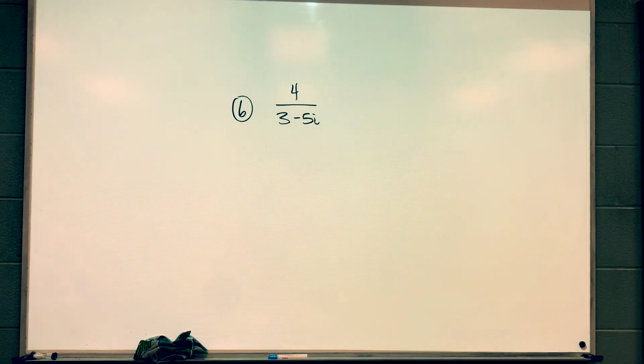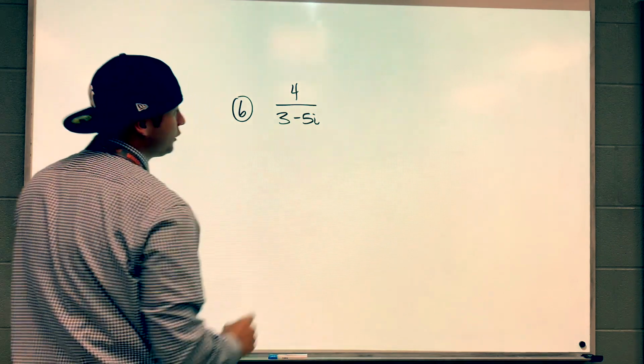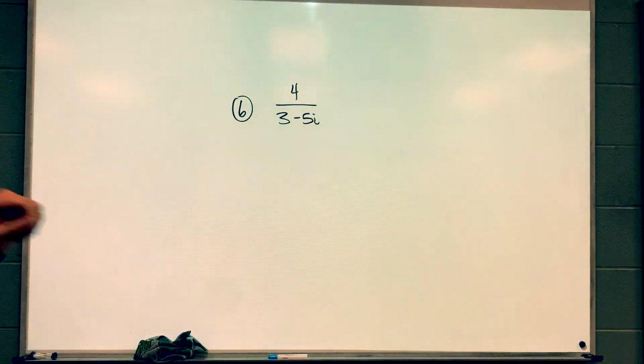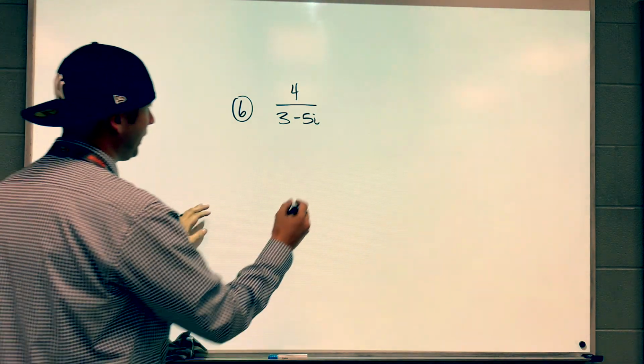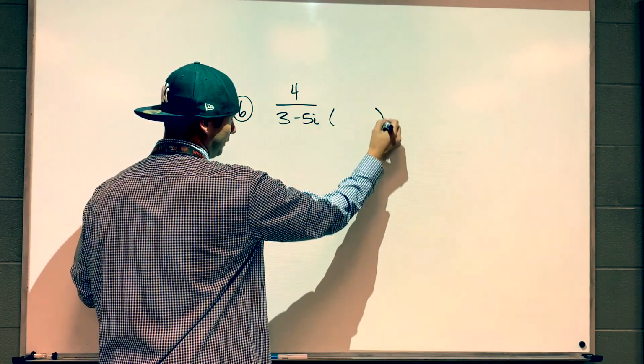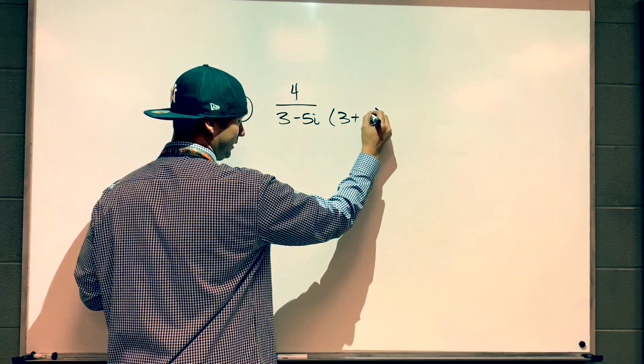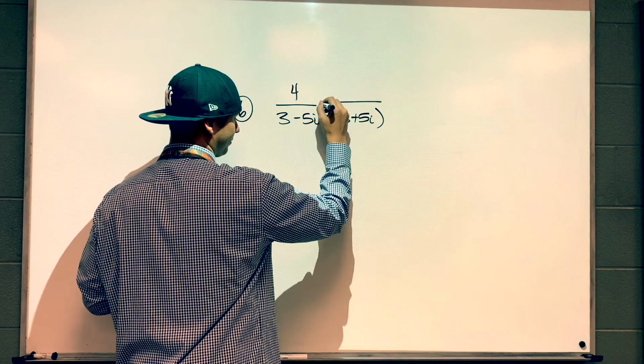Okay, 4 over 3 minus 5i. Here the imaginary number is in the denominator, and there are two terms. So we have to use the conjugate. We can't just multiply by i like we did in the last one. Here we have to use the conjugate. So this is going to be 3 plus 5i.